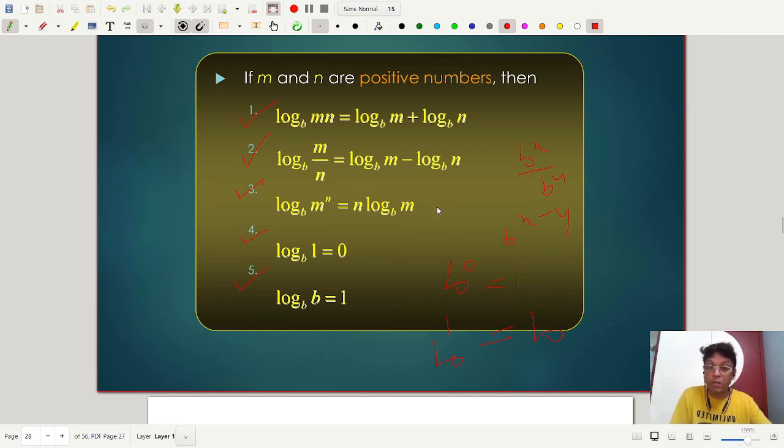You can prove the power property similarly using the logic I used to prove 1. So log m to the power n base b is n log m base b. So your power comes forward and multiplies the logarithm. Now I will explain one more, the base change properties. That is very important. How will you change your base?